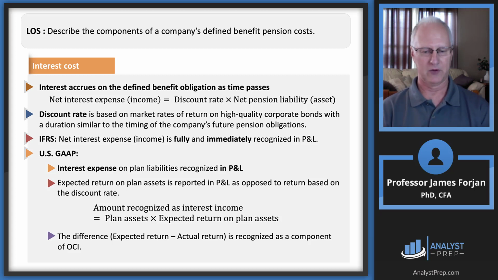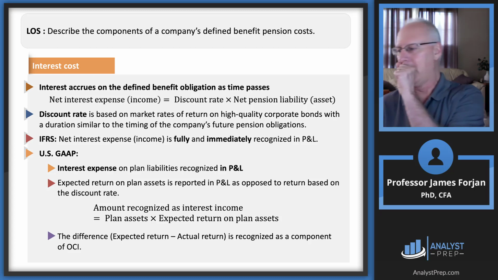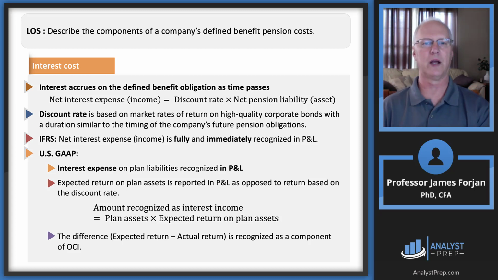Now, how about interest costs? Remember that you have interest because we're deferring, right? So it could be a net interest expense, or it could be a net interest income. The math calculation is super easy, right? We're just going to take the discount rate times our net pension liability. That was part of our simple calculation in our table from before.